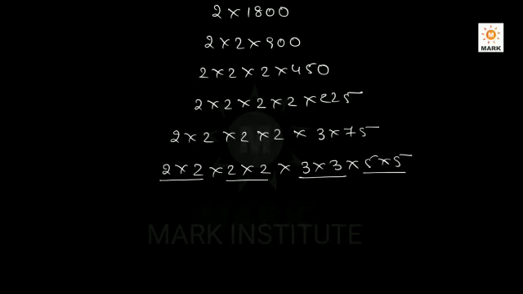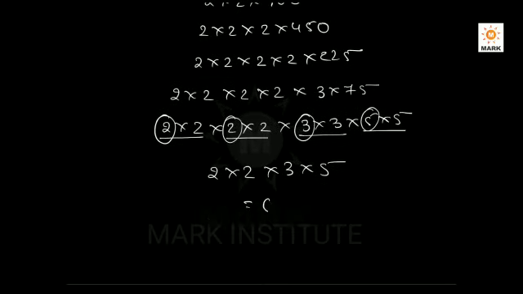So what we have to do to find the square root is, from every pair we have to take one number. 2 from this pair, 2 from this pair, 3 from this pair, 5 from this pair. So from every pair I am taking one number. So 2 into 2 into 3 into 5, that is 4 into 15. That means what is 4 into 15? The answer will be 60. The answer will be 60, my dear friends.